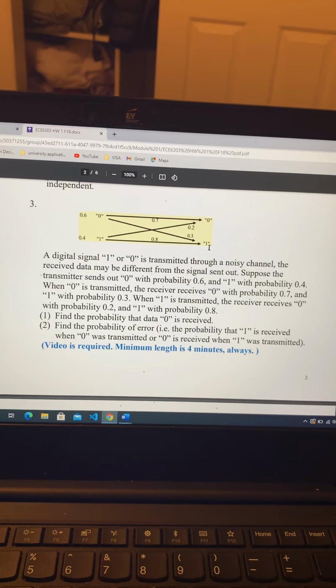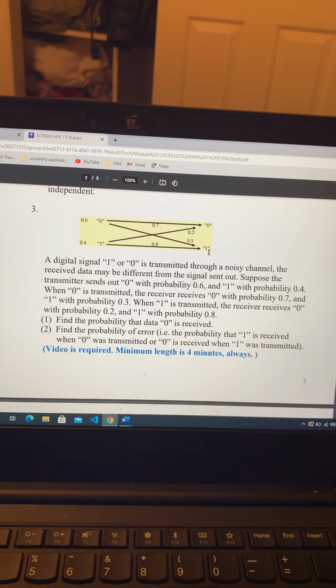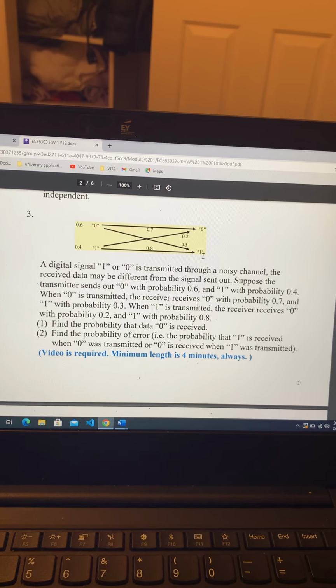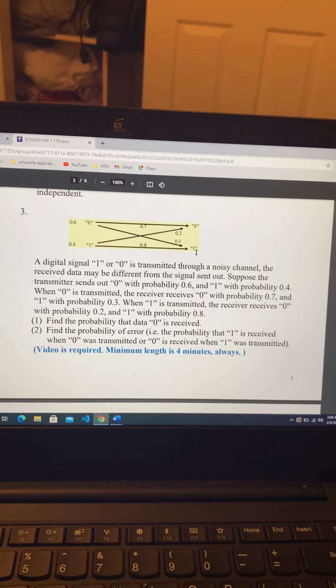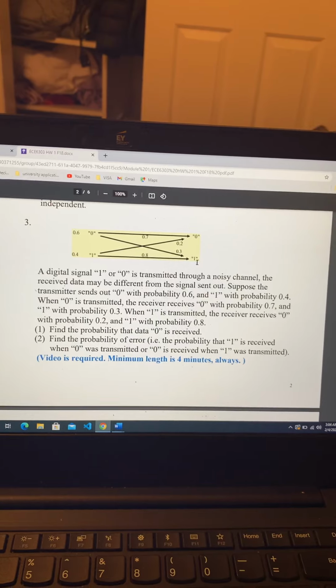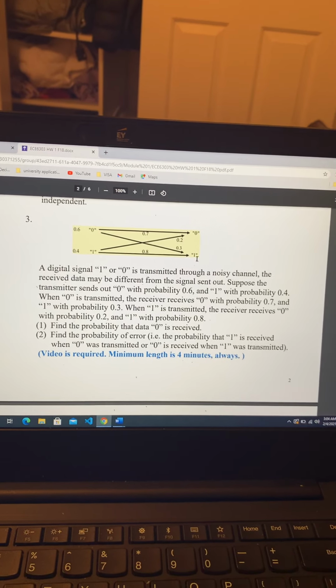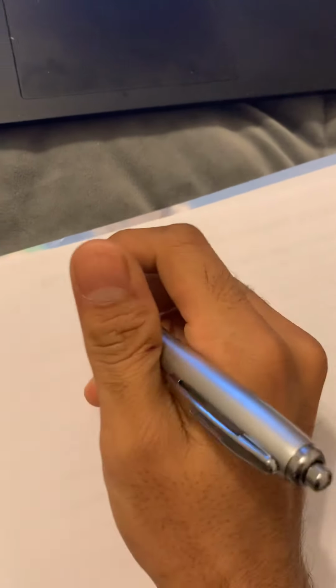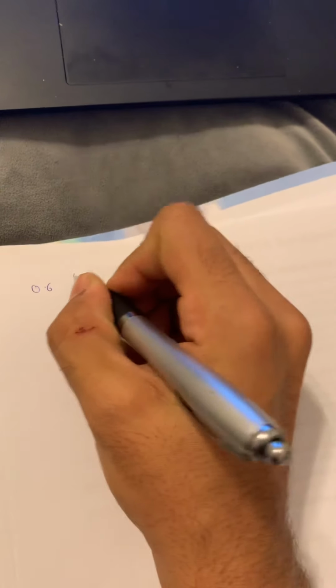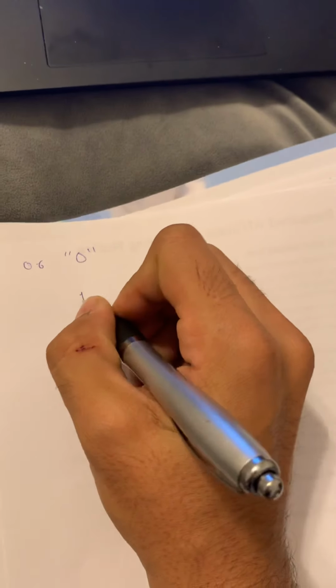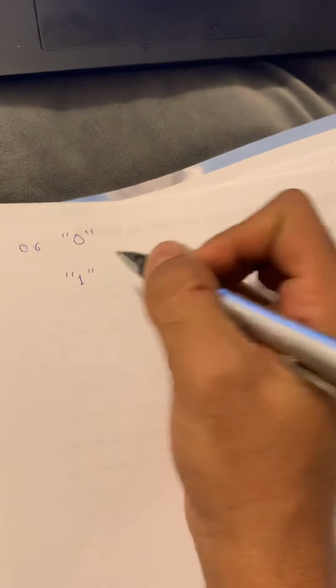So here we have a digital signal where either 1 or 0 is transmitted through a noisy channel, and then we receive data from the signal sent. There's a probability of each signal being transmitted. For 0, the probability is 0.6, and for 1 it is 0.4.